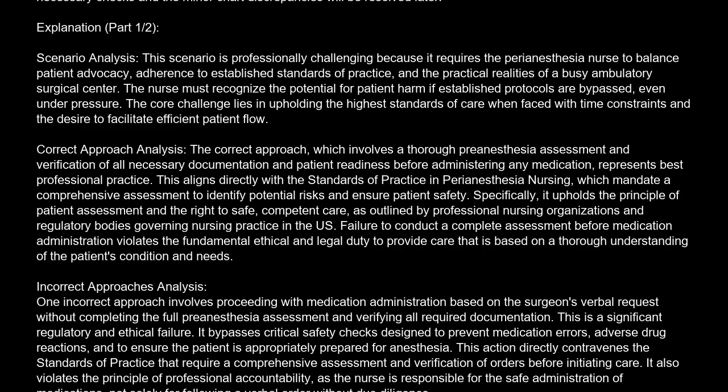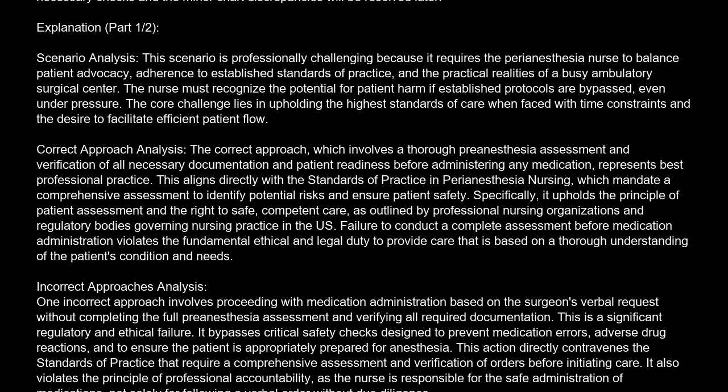The nurse must recognize the potential for patient harm if established protocols are bypassed, even under pressure. The core challenge lies in upholding the highest standards of care when faced with time constraints and the desire to facilitate efficient patient flow. Correct approach analysis. The correct approach, which involves a thorough pre-anesthesia assessment and verification of all necessary documentation and patient readiness before administering any medication, represents best professional practice.